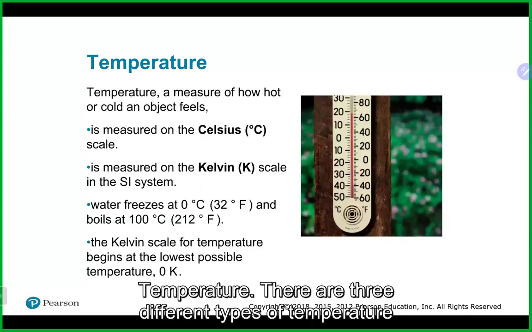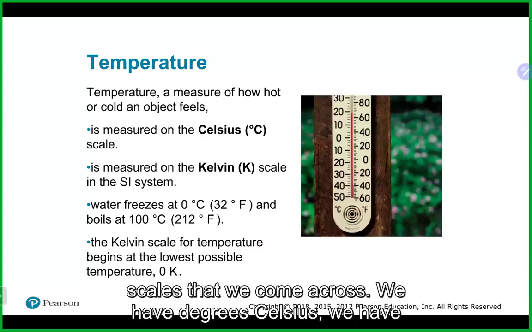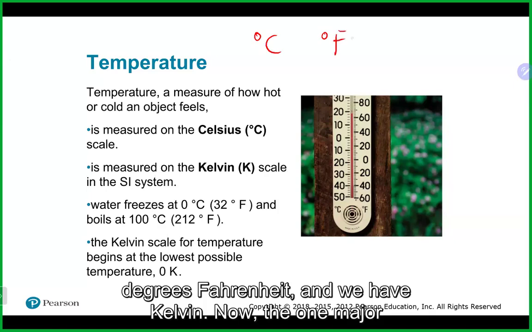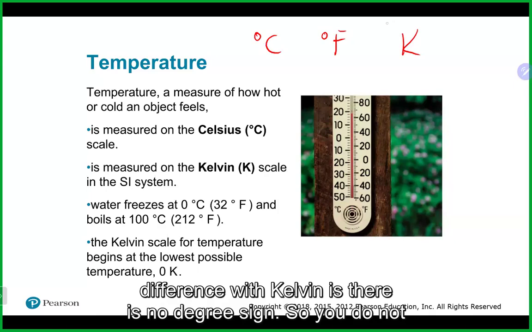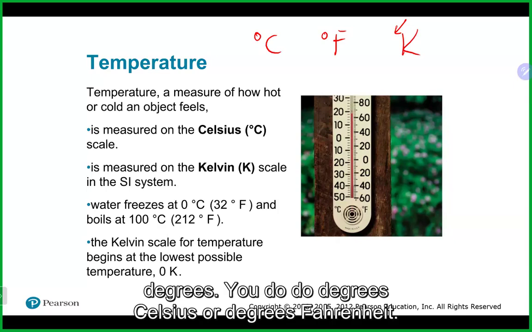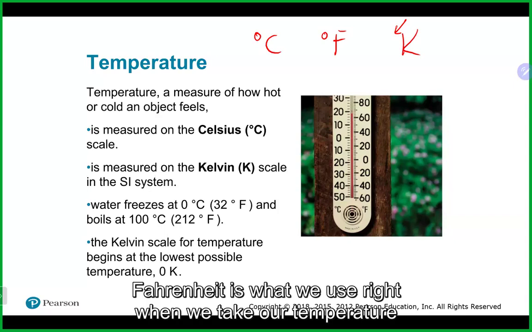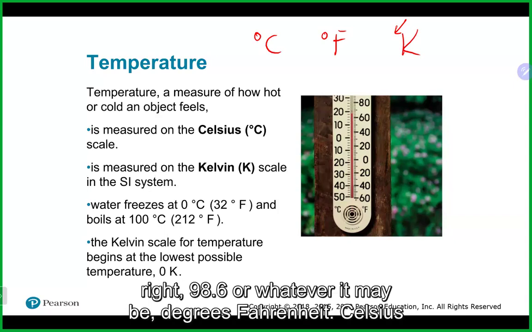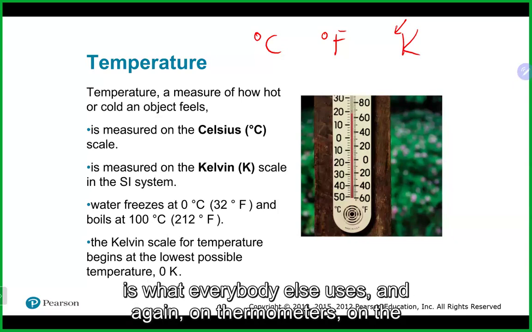Temperature, there are 3 different types of temperature scales that we come across. We have degrees Celsius, we have degrees Fahrenheit, and we have Kelvin. Now, the one major difference with Kelvin is there is no degree sign. So you do not say degrees Kelvin. It's like 273 Kelvin, for example, no degrees. You do degrees Celsius or degrees Fahrenheit. Fahrenheit is what we use like when we take our temperature, right? 98.6 or whatever it may be, degrees Fahrenheit. Celsius is what everybody else uses.